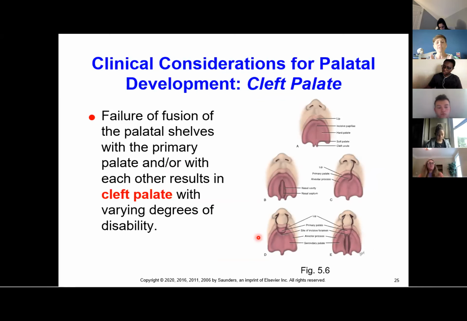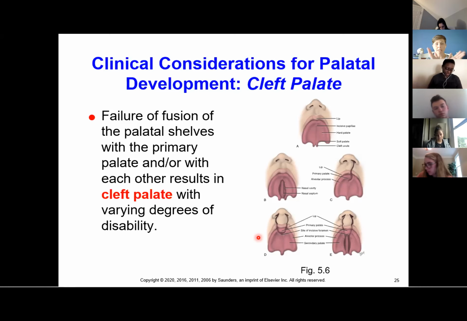But the failure to fuse the palatal shelves with the primary or with each other results in cleft palate. And like I said, there are varying degrees. Your letter A up there in this picture is in your book on page 49. So that's everything together.